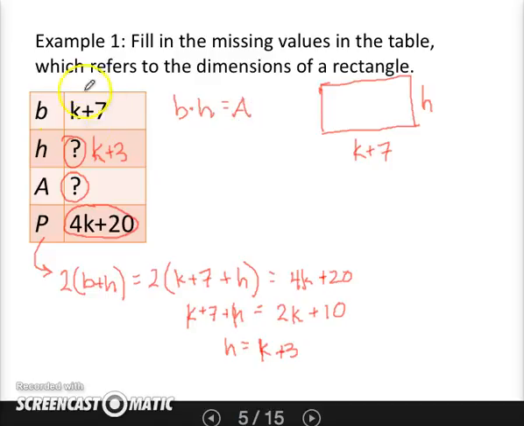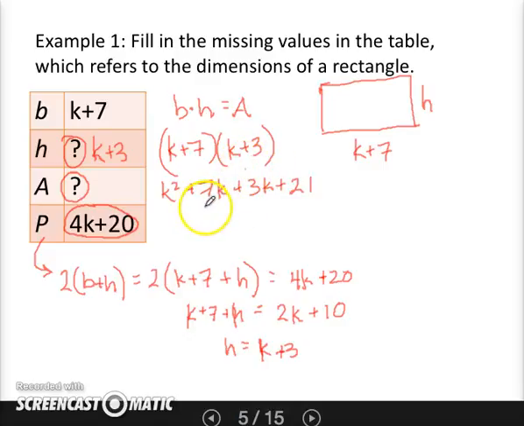All right, well, I can fill in something because I have things here for the base and the height. So the base is k plus 7, and the height is k plus 3. Then I can FOIL this out, so I'm going to have k squared plus 7k plus 3k plus 21. I can combine these two middle terms because they're like terms. So I have k squared plus 10k plus 21 is equal to the area.